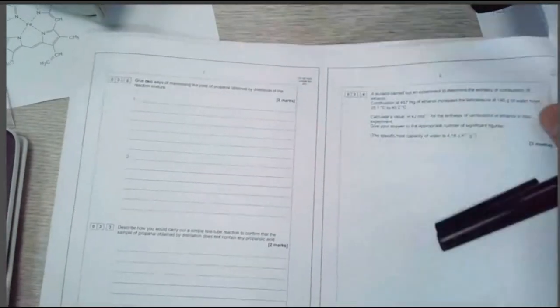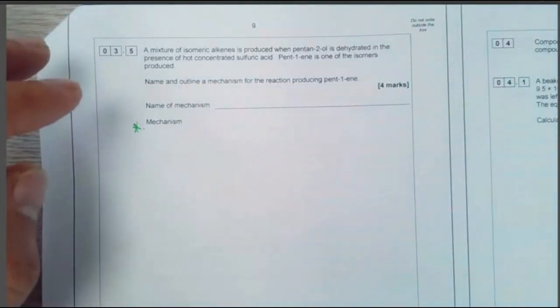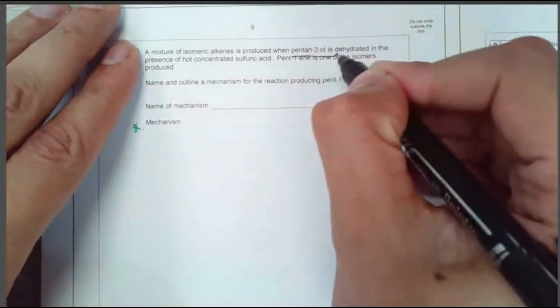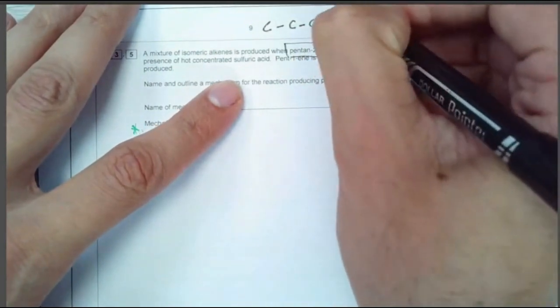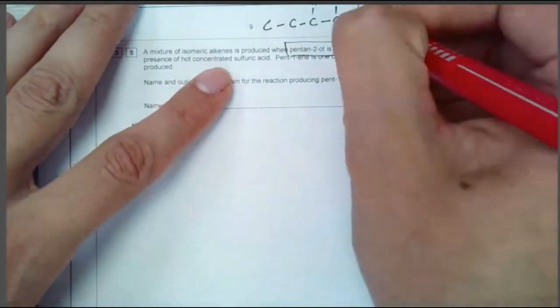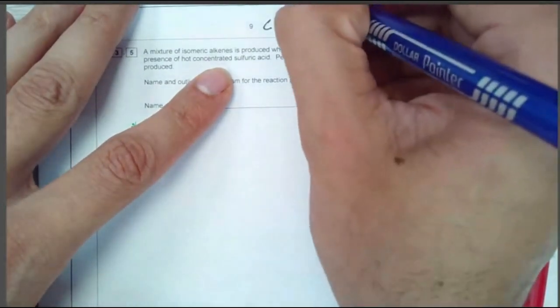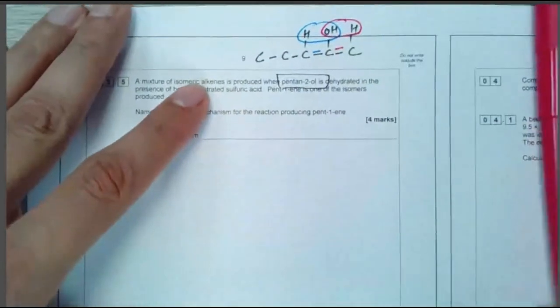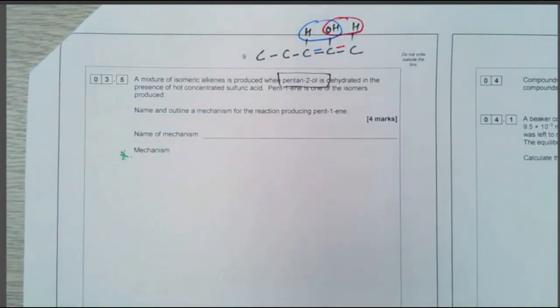Let's move on to the next question. Question number 3.5. It says a mixture of isomeric alkenes is produced when pentan-2-ol is dehydrated. Question like this, make sure you draw the structure. So I've got pentan-2-ol, carbons 1, 2, 3, 4, 5. OH is here, hydrogen, and there are two possibilities. I can have a double bond here if the two get removed. I can also have a double bond at this location if the top two are removed. Okay, so now it says name and outline a mechanism for the reaction producing pent-1-ene.